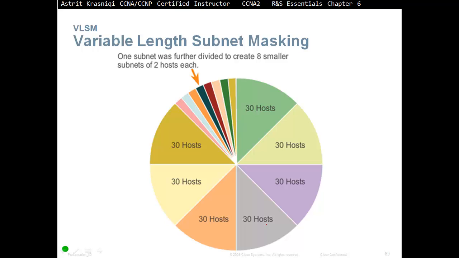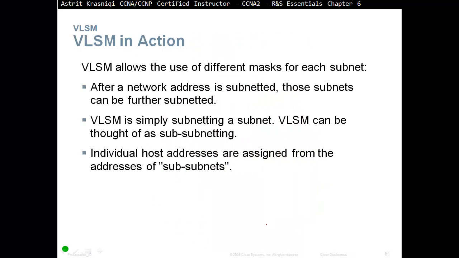Variable length subnet masking. One subnet was further divided to create 8 smaller subnets. So you can subnet the subnet. If we create one subnet, we can continue and create another subnet from that subnet. So variable length subnet mask allows the user to use a different mask for each subnet. After a network address is subnetted, those subnets can be further subnetted. So VLSM is simply subnetting a subnet. Individual host addresses are assigned from the addresses of subnets.